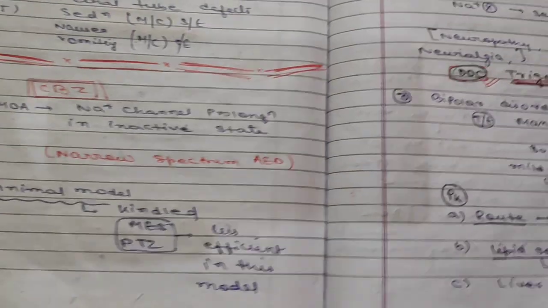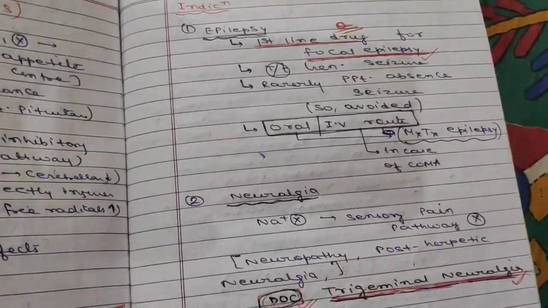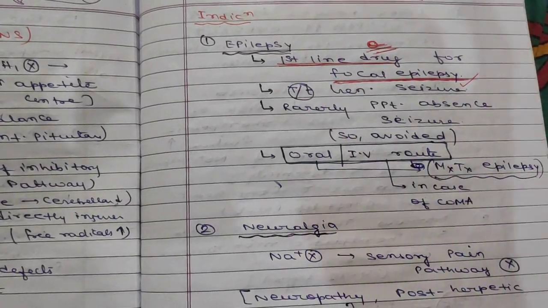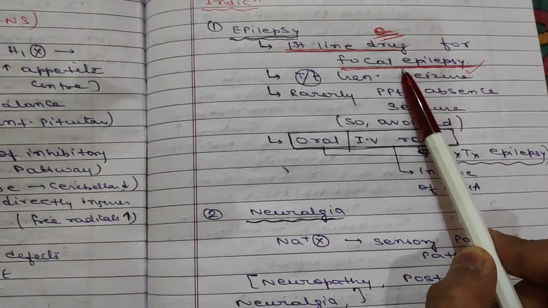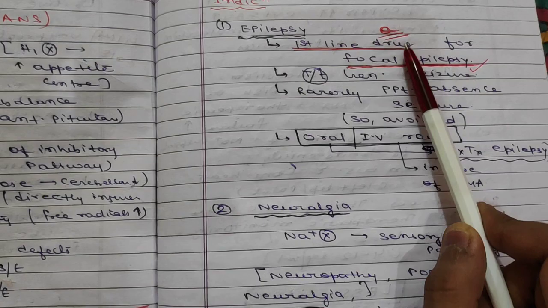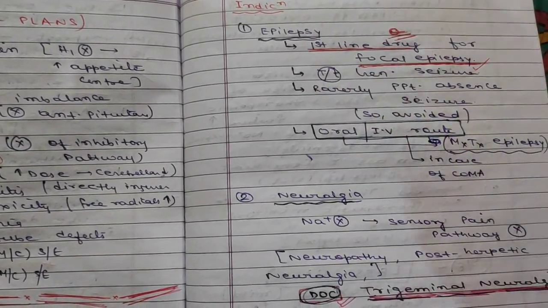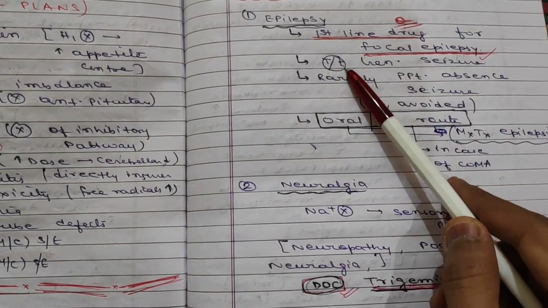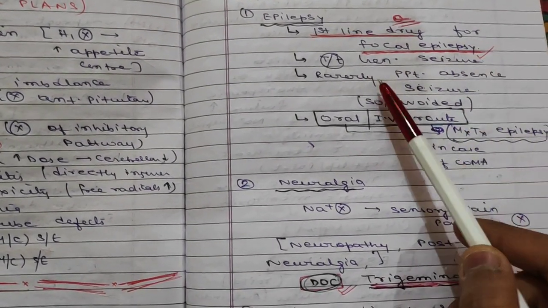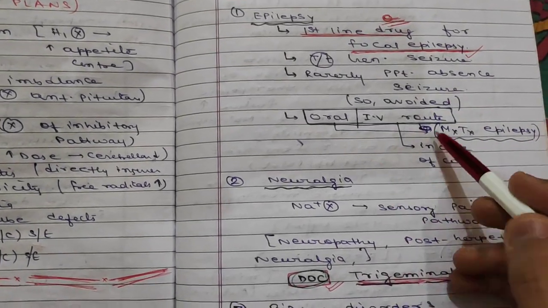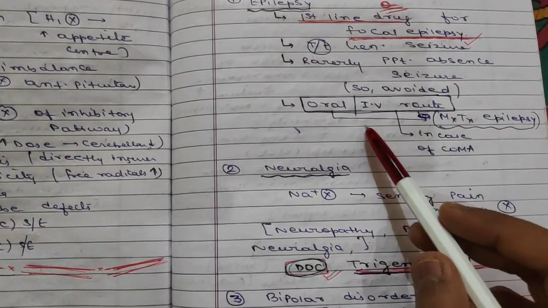Okay. Now what are the basic indications for this drug? So the first indication is epilepsy. Okay, and this is the first line drug for focal epilepsy. So this is a very important MCQ question, which is the first line drug for focal epilepsy. So carbamazepine is the first line drug for your focal epilepsy. It can also be used in treatment of generalized seizure, and it rarely precipitates absence seizure. Okay, so it is avoided in cases of absence seizure.